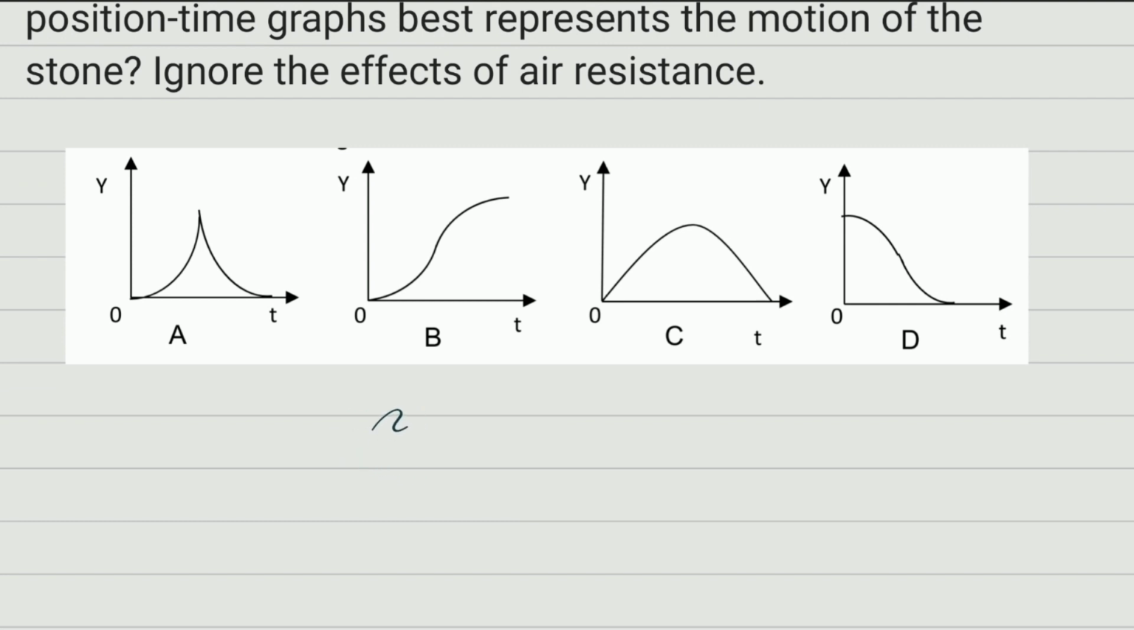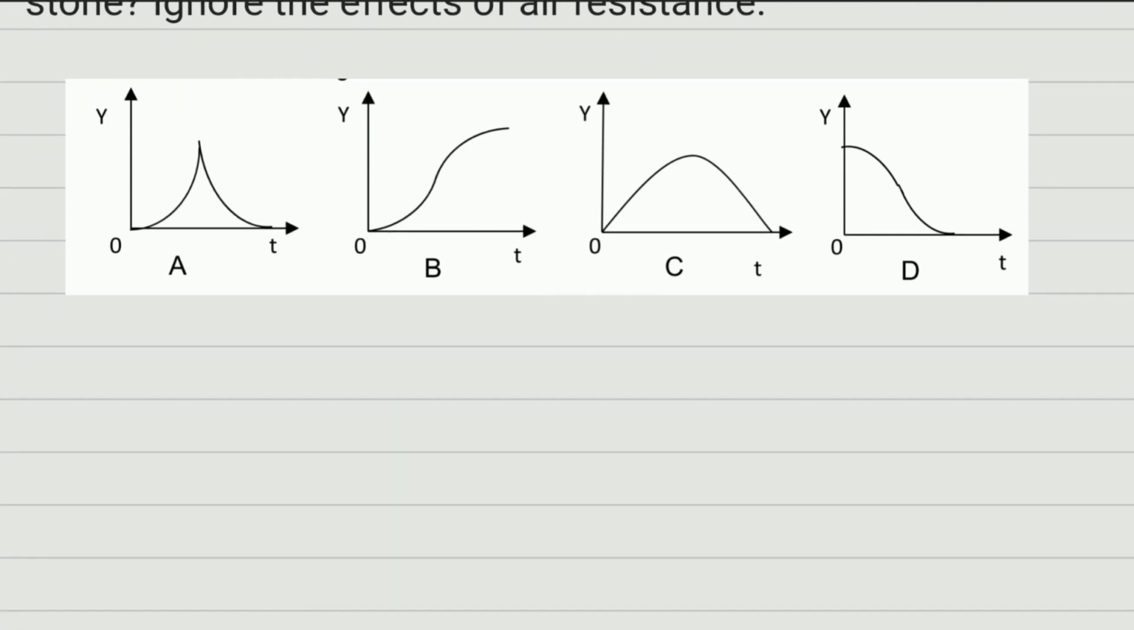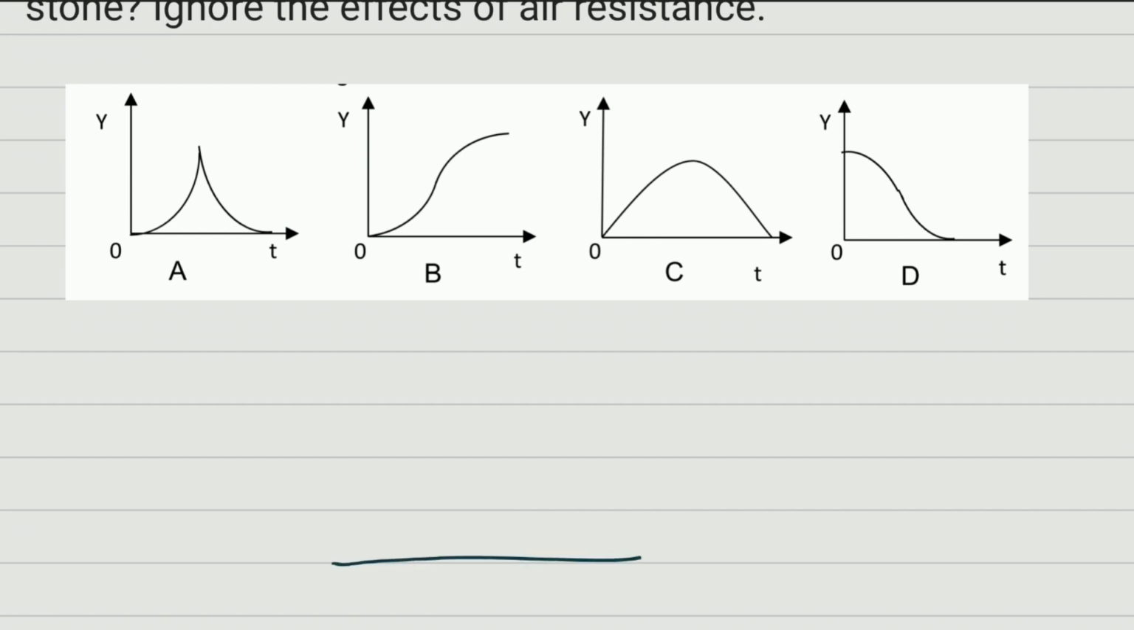I want you to remember that if we use the ground as the reference point, the object is going to move in the following direction as it is moving up. So the object will move in this way as it moves up, taking the ground as the reference point.